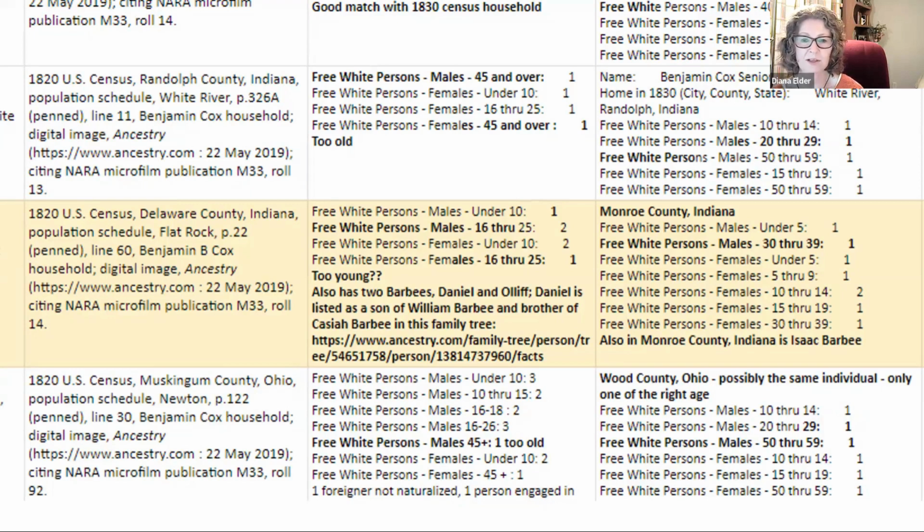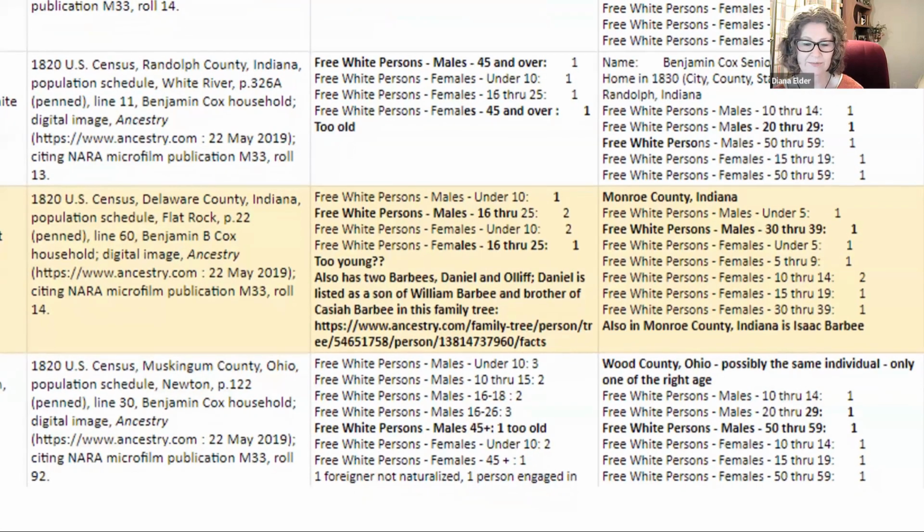So this didn't come clear to me right away. I had to do the research. I put it in the log. And then as I was doing that, I could start eliminating and start making the connections.